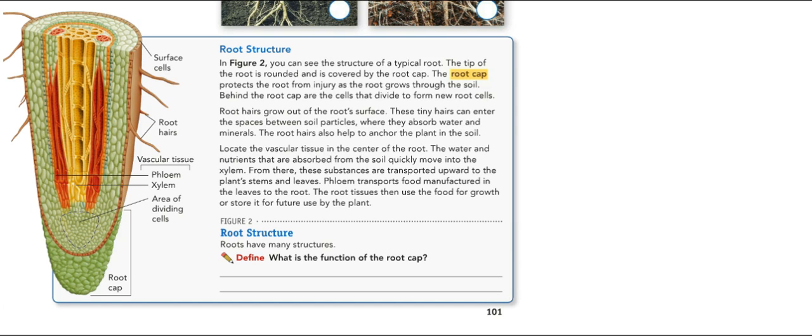Phloem transports food manufactured in the leaves to the root. So the phloem cells are the red ones on the outside here, and food that is made by the leaves up in the plant up here travels down the phloem cells into the roots, where some of the food is stored.